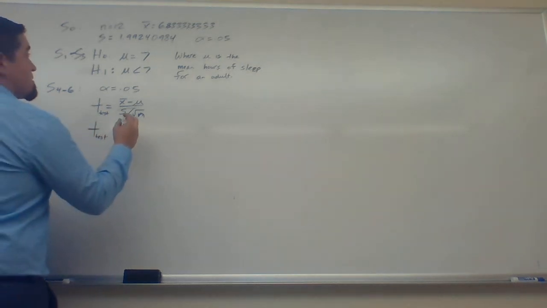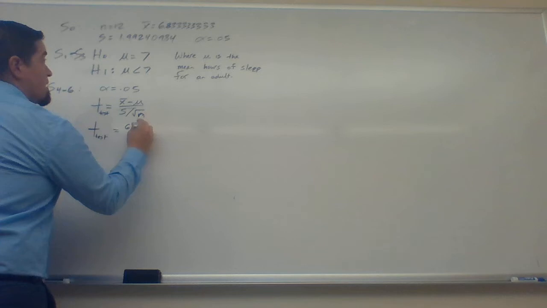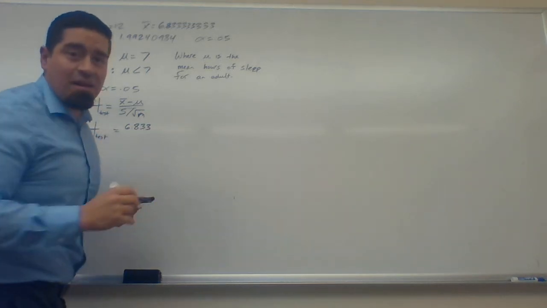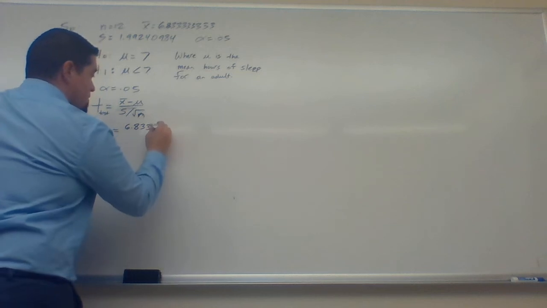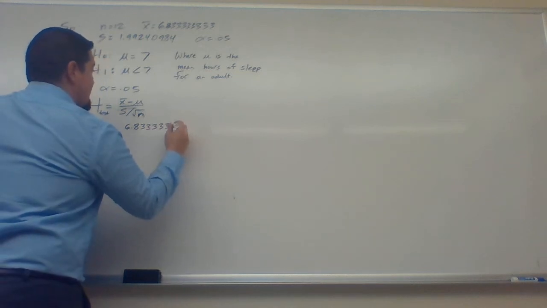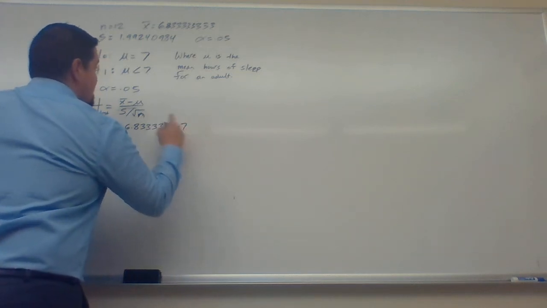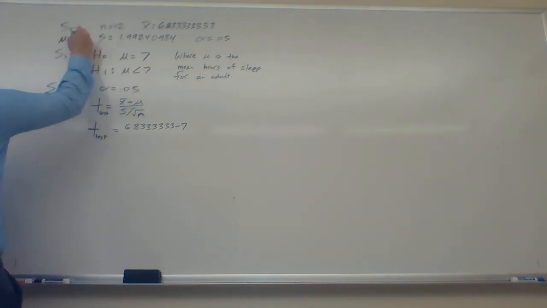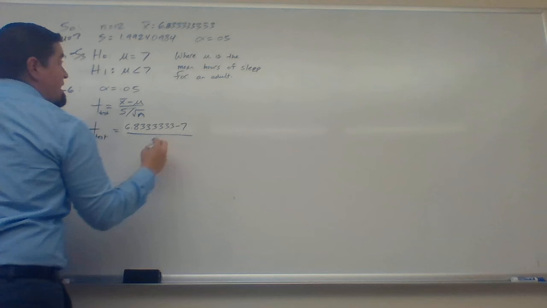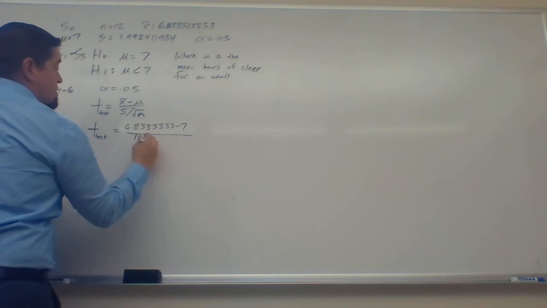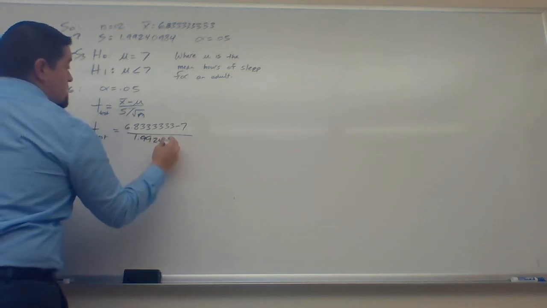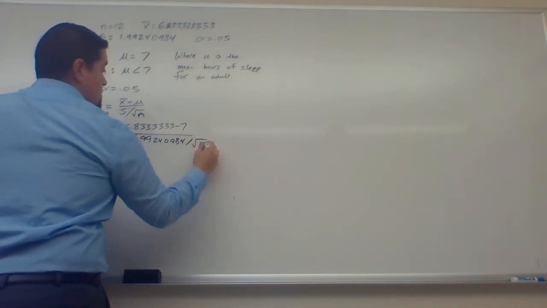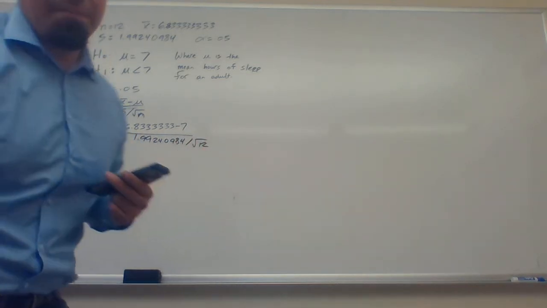So here I'm just going to substitute 6.833, and then minus the mean, which is 7 from our null hypothesis, right? I can put that up here too. Over s, which is 1.99240984, divided by the square root of n, which is 12 in this case. We'll calculate that.